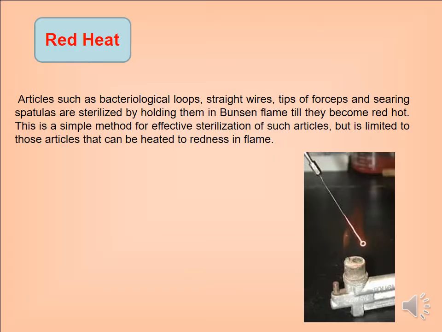Another method of sterilization by dry heat is red heat. Articles such as bacteriological loops, thread wires, tips of forceps, and searing spatulas are sterilized by holding them in a benzene flame till they become red hot. This is a simple method for effective sterilization of such articles, but is limited to those articles that can be heated to redness in a flame.